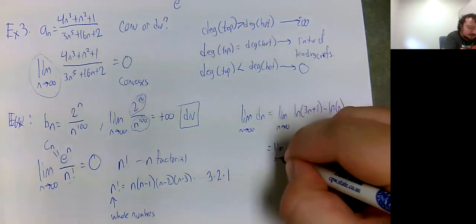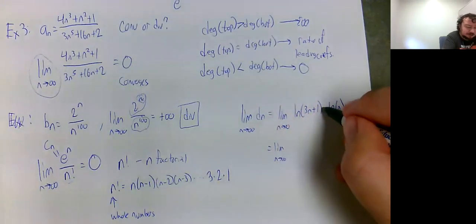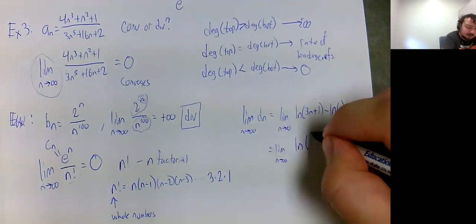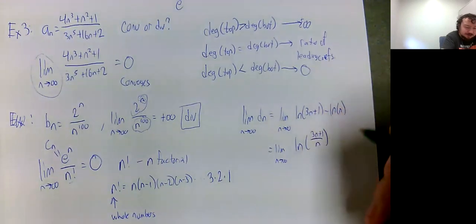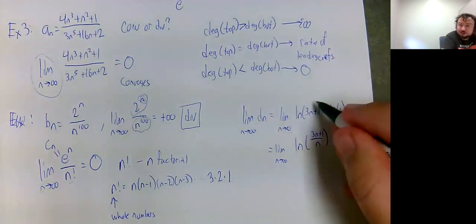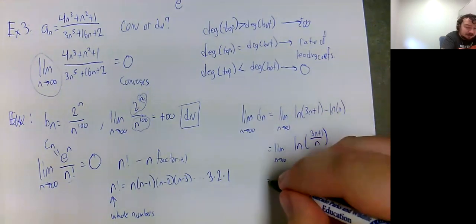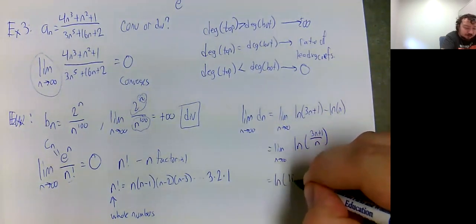So what I'm going to do to simplify this is I'm going to use log rules. I'm going to turn the subtraction out here into division on the inside of this. So this is the same function as that right here. Now, natural log is what's known as continuous.